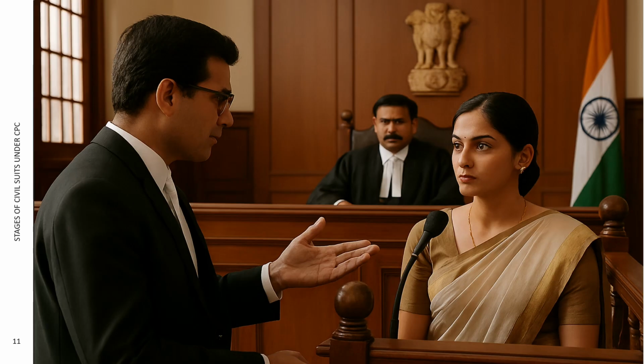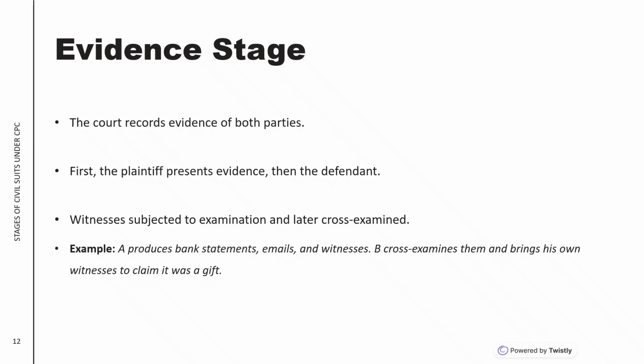Next is a very crucial stage, that is the evidence stage. So let us see what all happens in an evidence stage. The court records the evidence of both parties. Here the evidence can include documents, and first the plaintiff presents evidence and then the evidence of the defendant will be taken. Witnesses are subjected to examination and also they are subjected to cross examination.